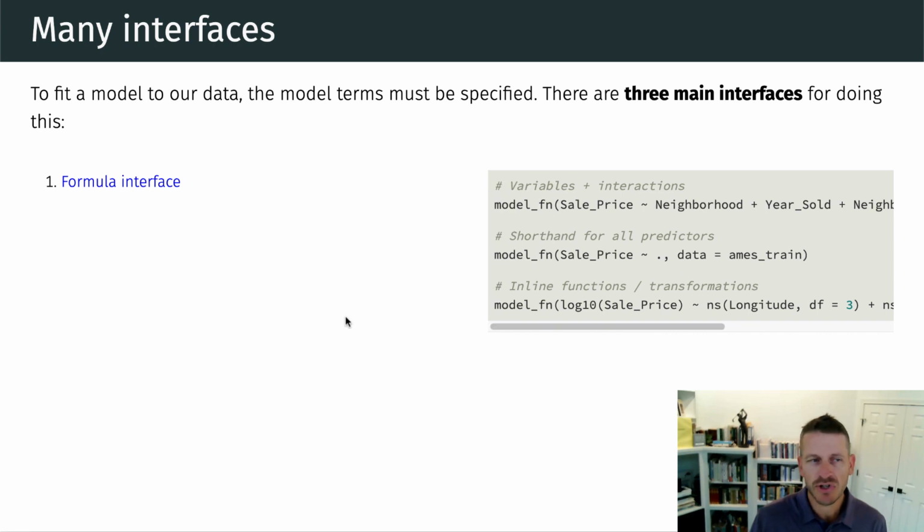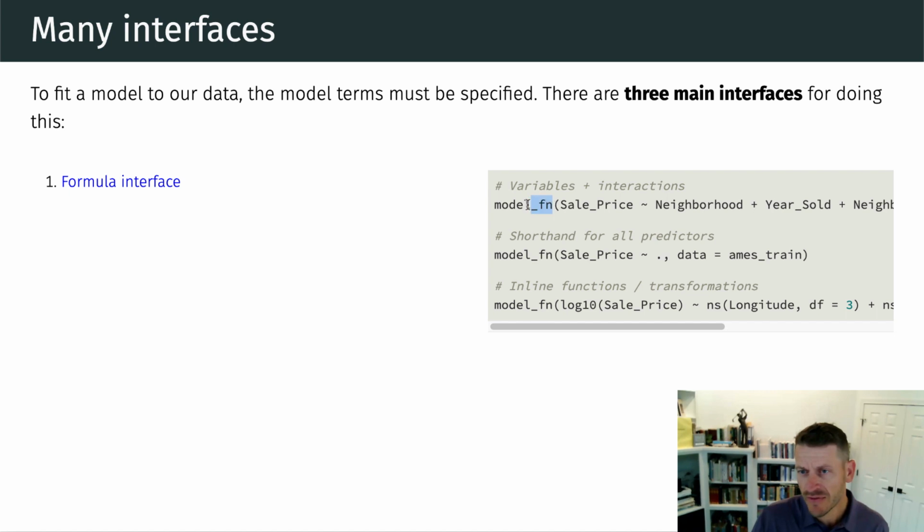Since there are so many different packages that can provide different algorithms that we can apply within R, what has resulted is that there are many different ways to specify the model that we want to create. So we're going to talk about three main ways that you may see in specifying a model. First of all, we'll talk about what's called the formula interface.